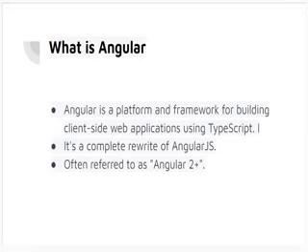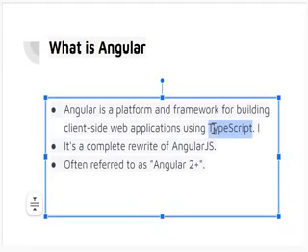Angular is a framework and a platform which is used for building client-side web applications, and we are using the TypeScript language in it. The previous version of Angular was called AngularJS. Anything before version 2 of Angular is AngularJS. This newer version, which is based on TypeScript, is called Angular 2 Plus. It's commonly referred to as Angular instead of AngularJS.